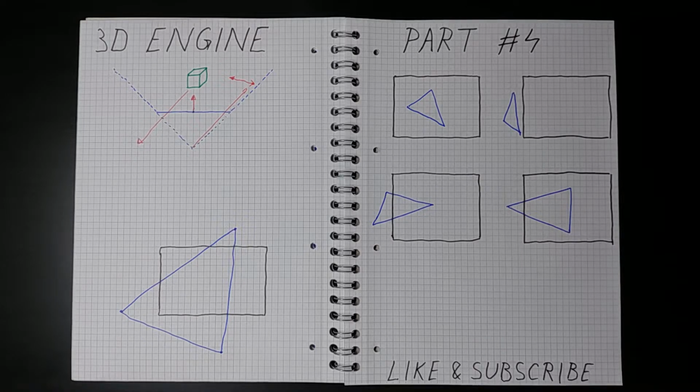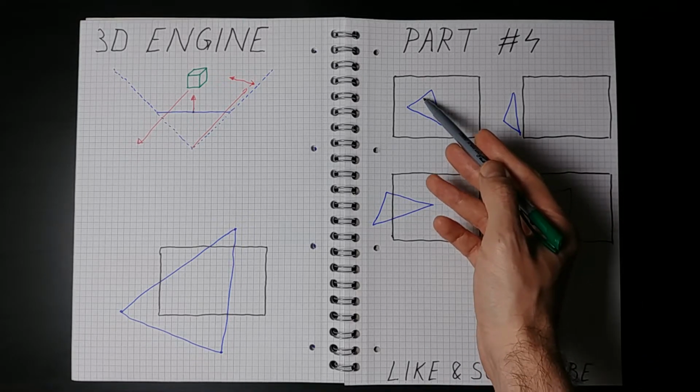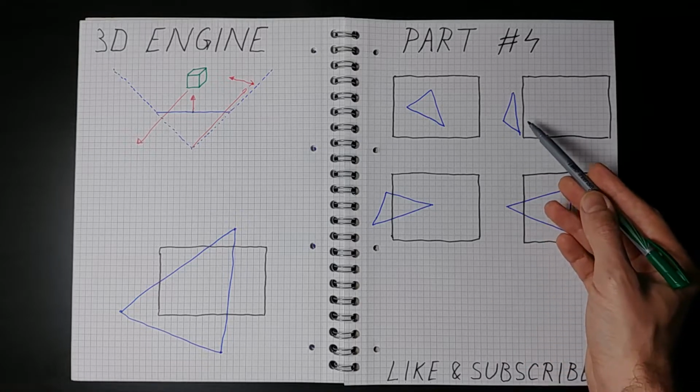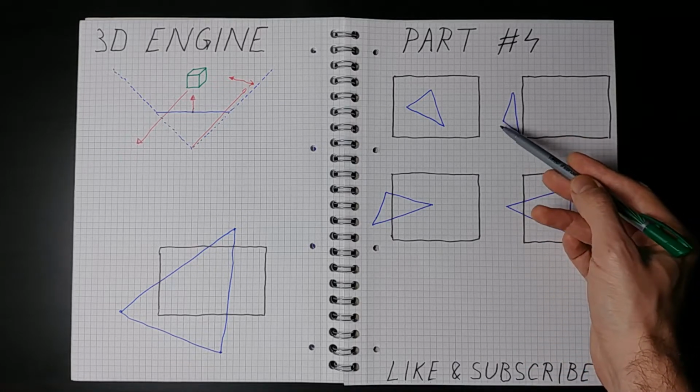We usually have 4 situations. The first is when the entire triangle is inside the screen. This is easy, we keep the triangle the way it is. The second situation is when the triangle is completely outside of the screen.